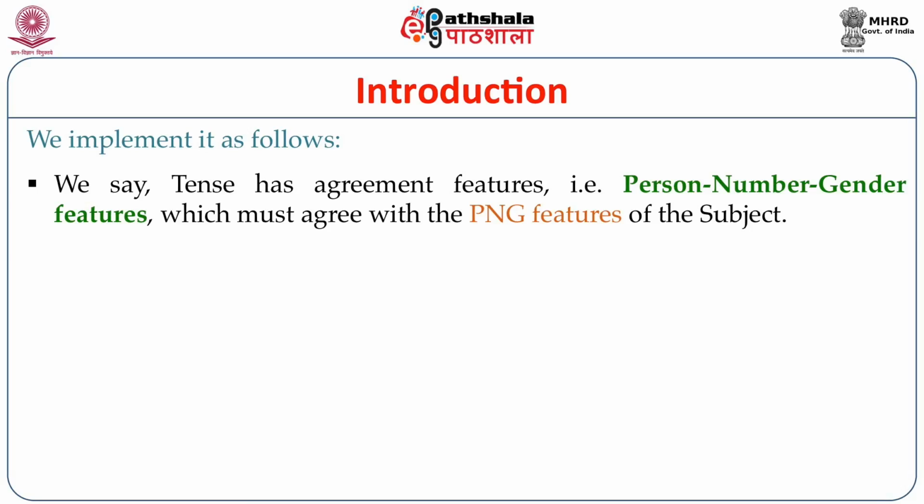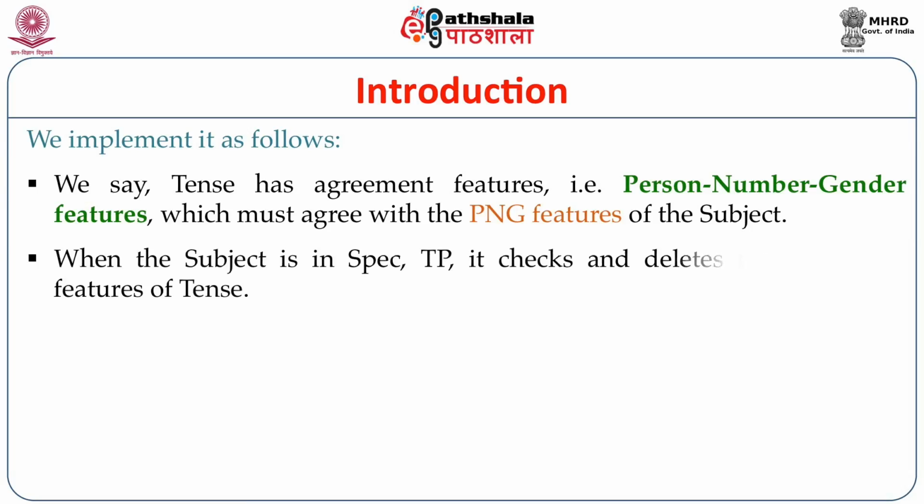How do we implement this? We implement it by two devices. We say that tense has agreement features, that is, person, number, gender features. As you know, in many languages the verb agrees with the subject. It is the tense's agreement features which show up on the verb when the verb adjoins to tense. When the verb adjoins to tense, it picks up not only the tense morpheme but the agreement morpheme also.